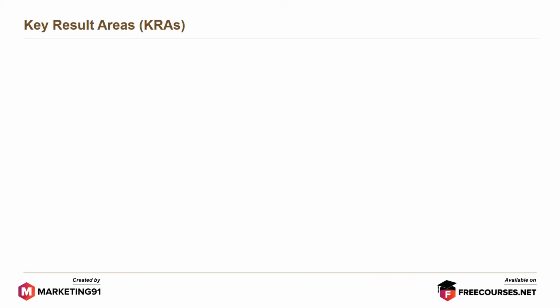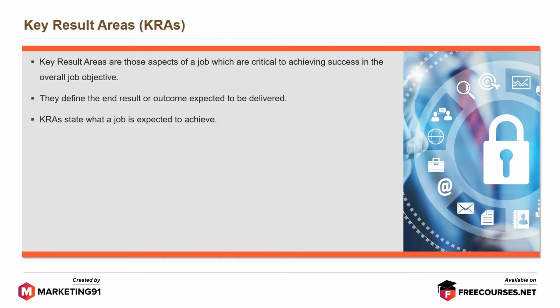Let's start by understanding key result areas, or KRAs. Key result areas are those aspects of a job which are critical to achieving success in the overall job objective. They define the end result or outcome expected to be delivered. KRAs state what a job is expected to achieve.